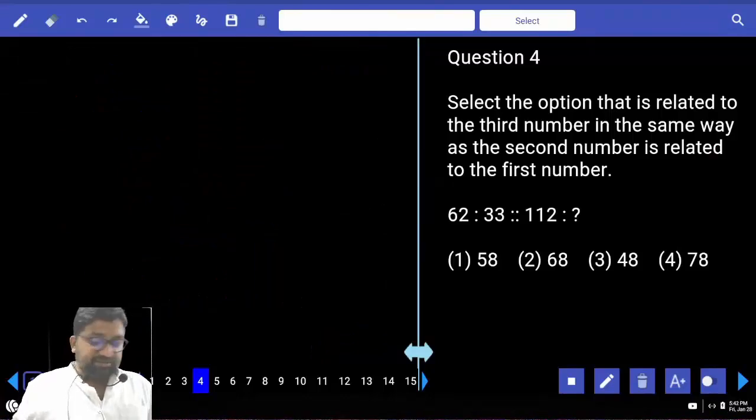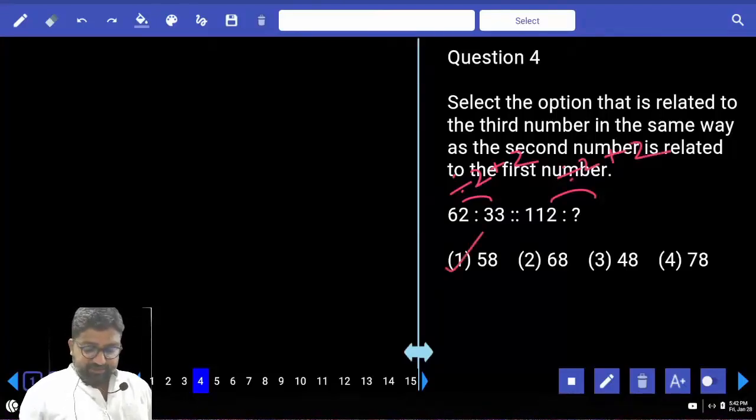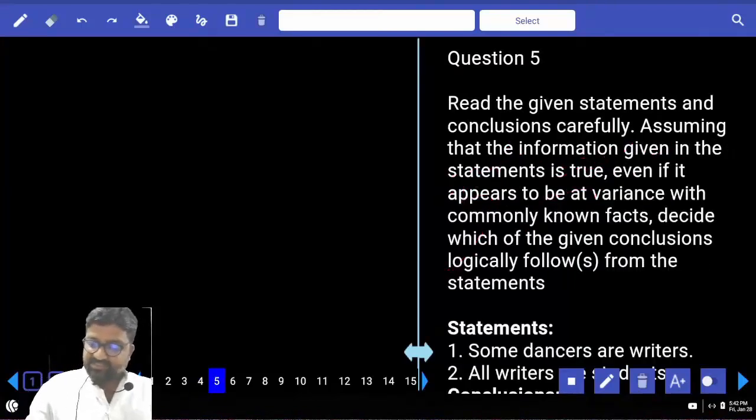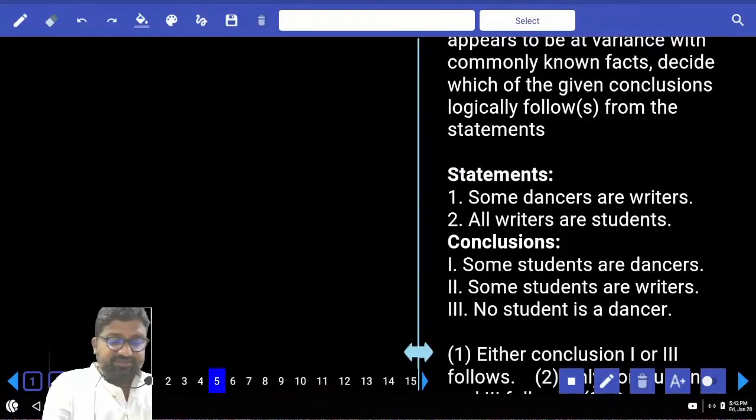62-33. What's the logic going on here? Almost half of 62 is 33. I can clearly say this is divided by 2 plus 2. Similarly, 112 divided by 2 is 56 plus 2 is 58. First option. Next, this question is on syllogisms.